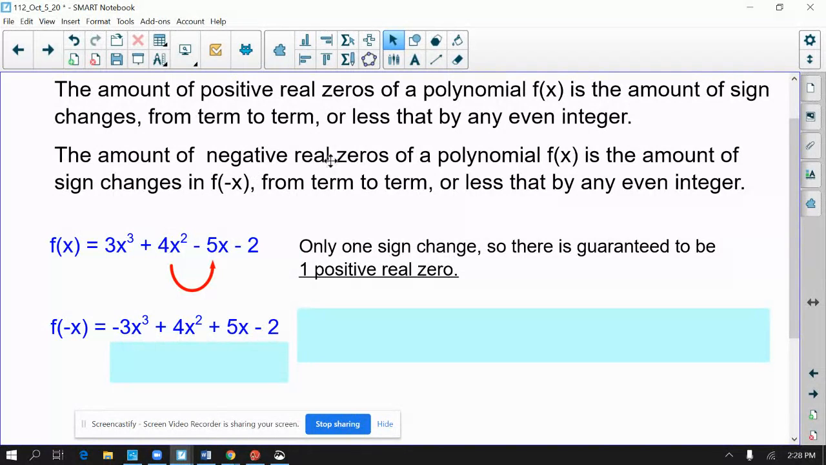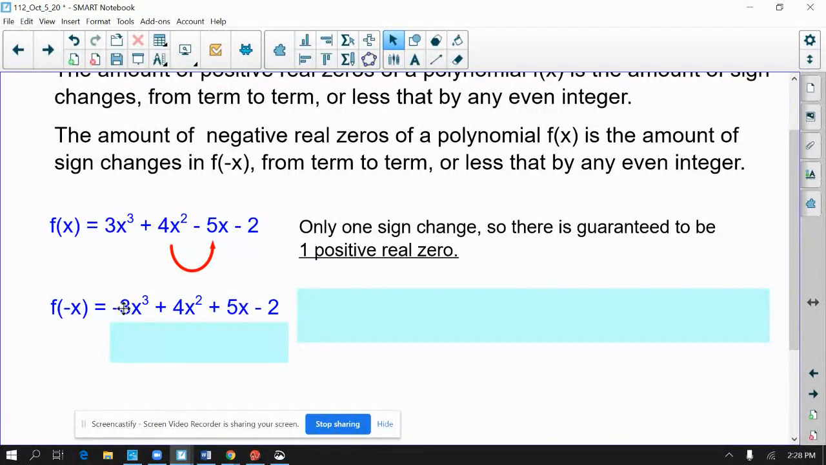Now, for the number of negative real zeros, you take the function and you put in the opposite of x. So if I take this function and replace all the x's with their opposites, then this would become negative 3x to the third, because the negative sign wouldn't cancel out with a third degree. Still positive 4x squared, because the negative would cancel out, plus 5x, because -5 times -x makes it positive 5x, and then -2. The 2 is the constant, which means it doesn't change. So it's always going to be -2. Well, how many sign changes were here? From -3 to +4, that's a sign change.